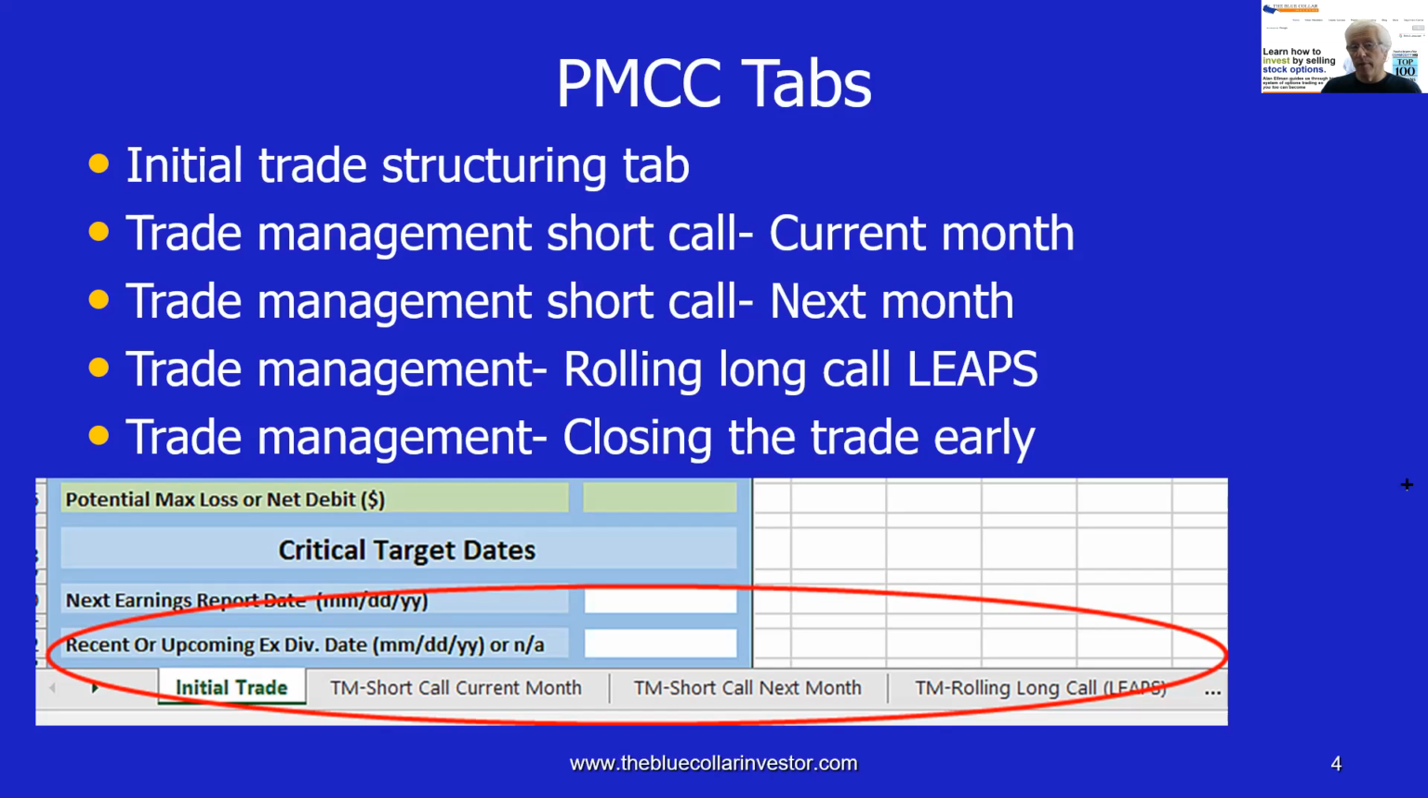Now, in the BCI methodology, we give a guideline of rolling the LEAPS option approximately 90 days prior to contract expiration. This way, theta won't erode away all of the time value left when we sell that LEAPS option. And finally, the fifth tab on the calculator relates to closing the trade early. What happens if the price of the stock goes to the moon?